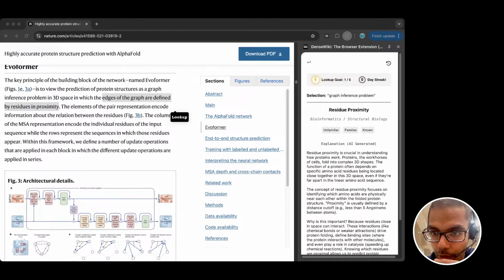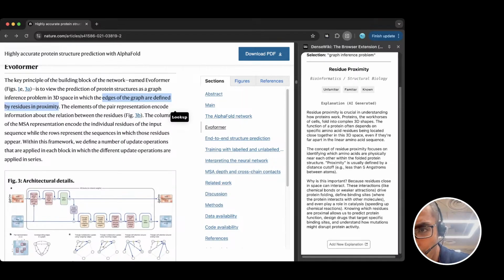So residue proximity is crucial in understanding how proteins work. Proteins work in a complex way. The function of a protein often depends on the specific combination.